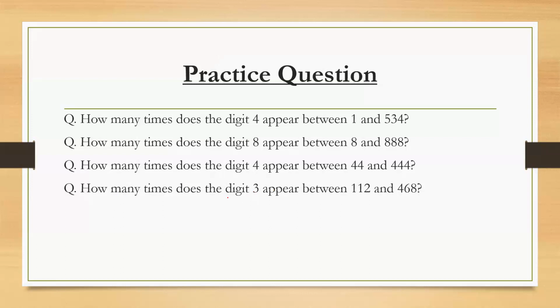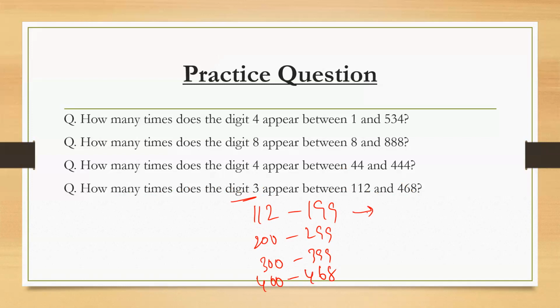How many times does the digit 3 appear between 112 and 468, right? So 112 to 199, 200 to 299, 300 to 399, again 400 to 468. Now here we are talking about how many times the digit 3 appears. So we know generally it appears 20 times if it completes the entire circle from 100 till 199.